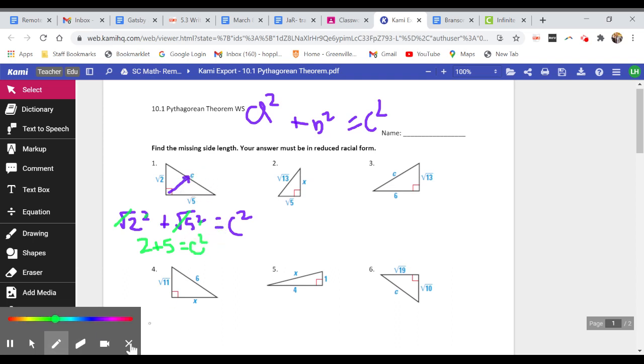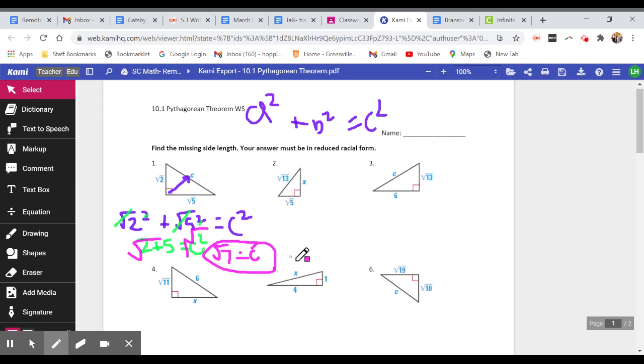So c squared here, remember, to undo a square, I gotta square root it. So I'm gonna square root both sides. So the square root of 7 equals c. 7, I know, cannot be reduced anymore because it's a prime number and it's an odd number. 1 times 7. I can continue doing that forever, but it's not going to make a difference. So my final answer then is the root of 7. Do the same thing for questions 2 through 6.